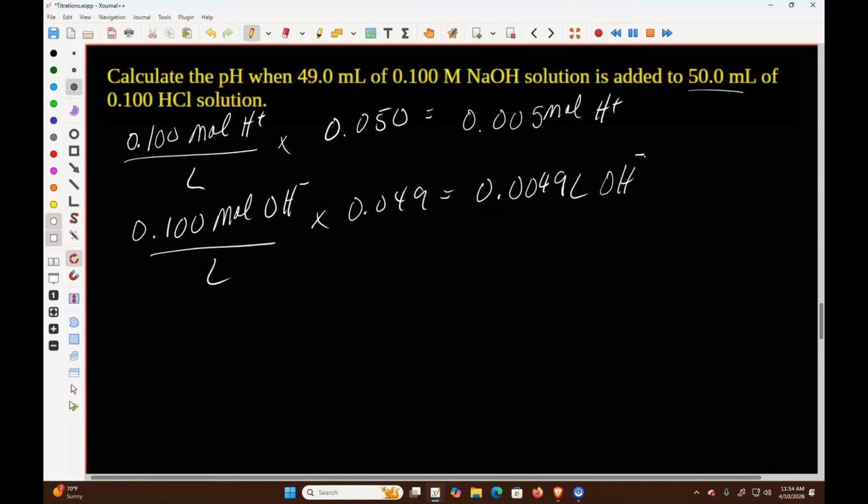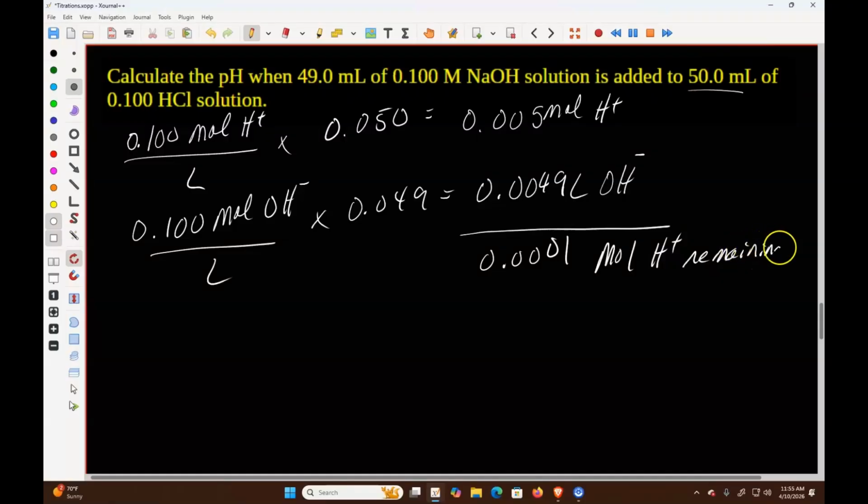Okay, so I have more H plus than I have OH negative, so I'm going to subtract those two. If I subtract these two, I get 0.0001 moles of H plus remaining.